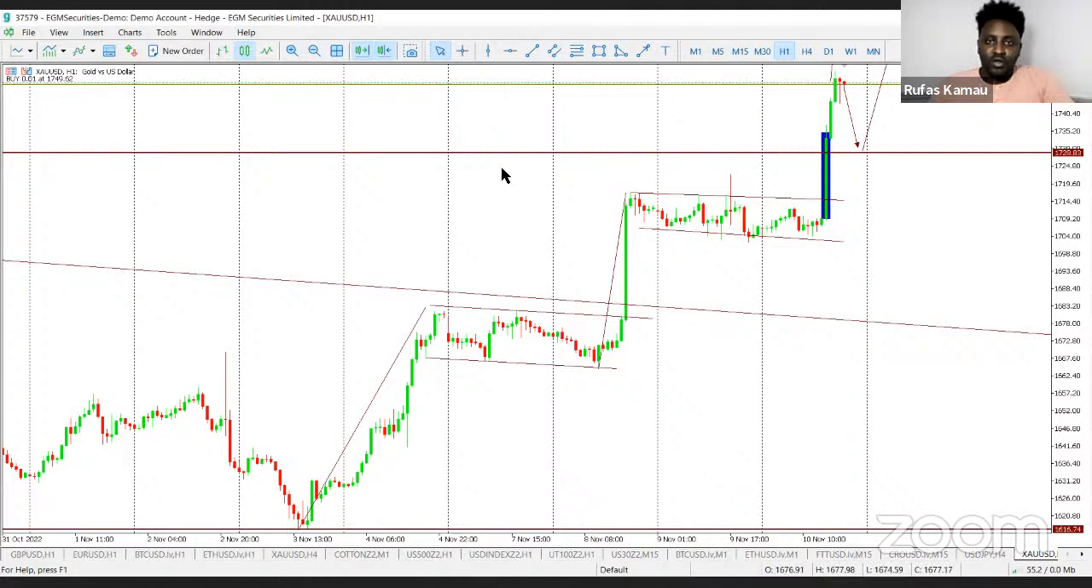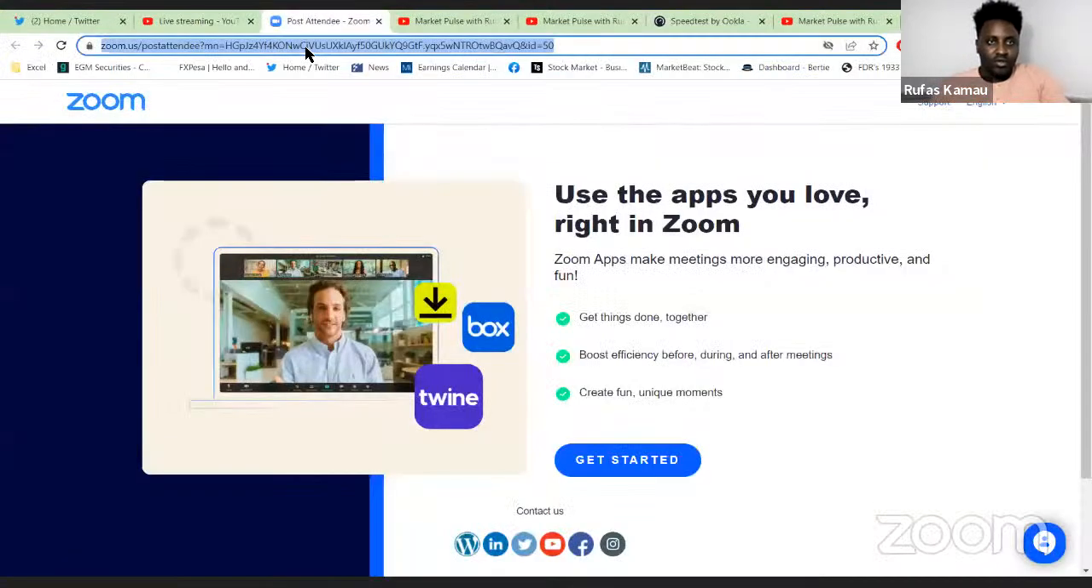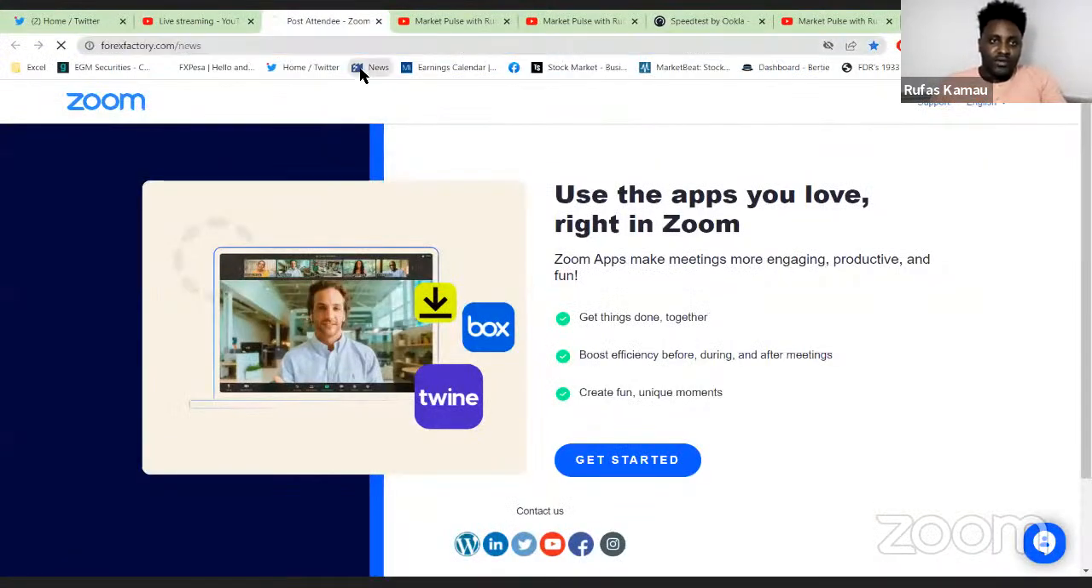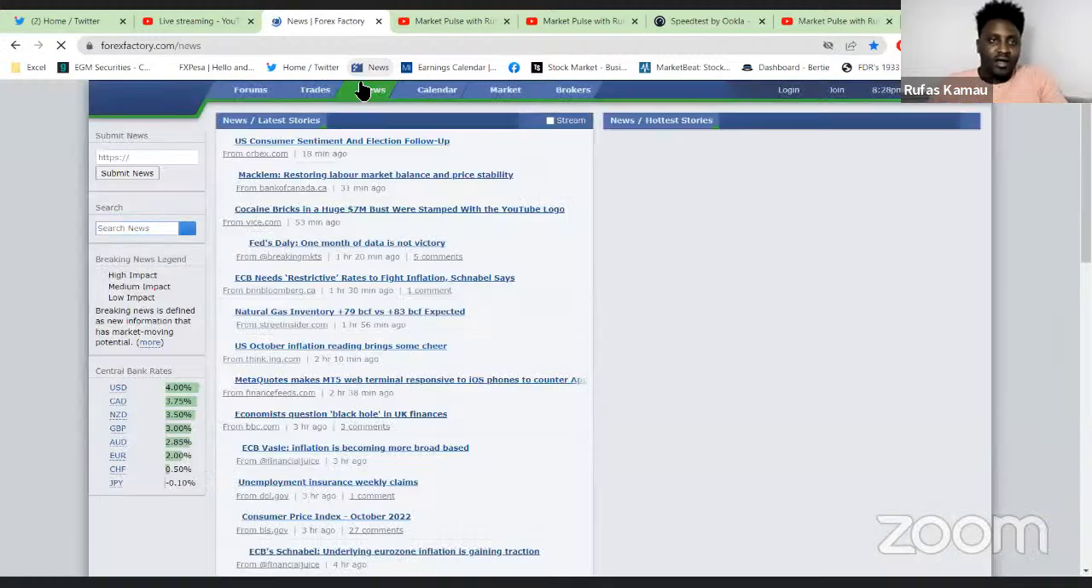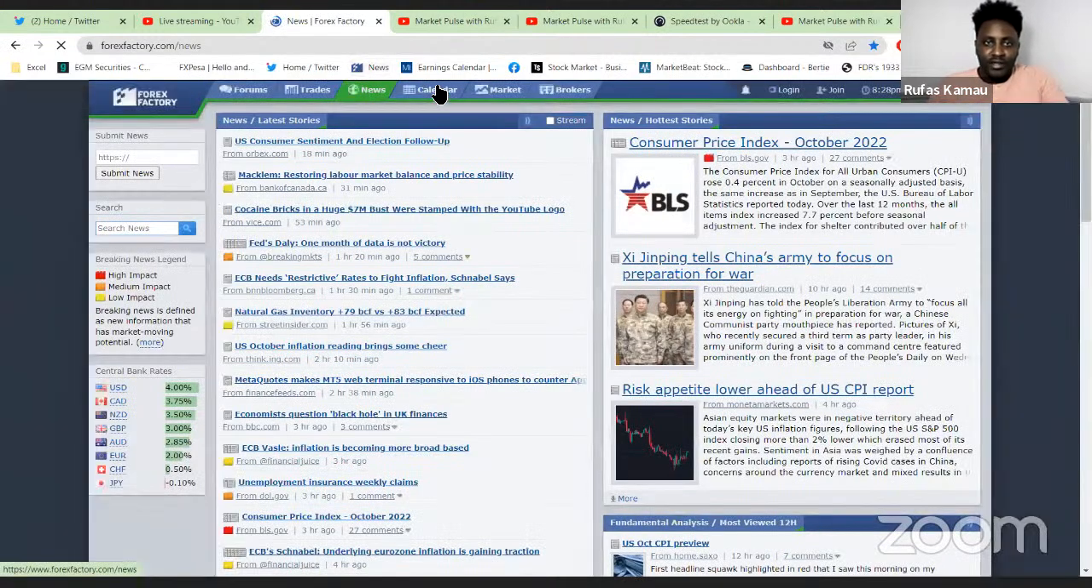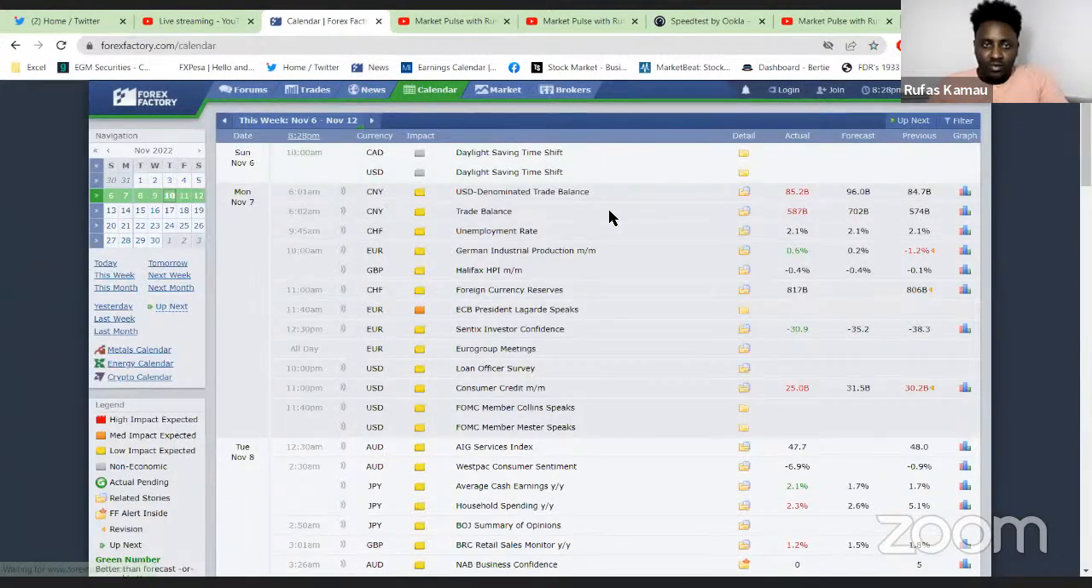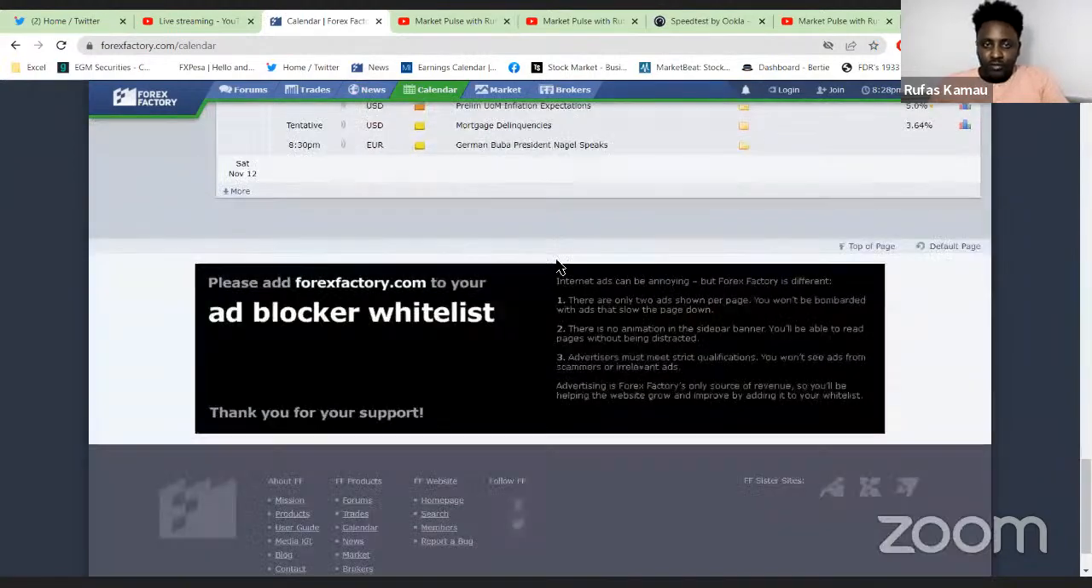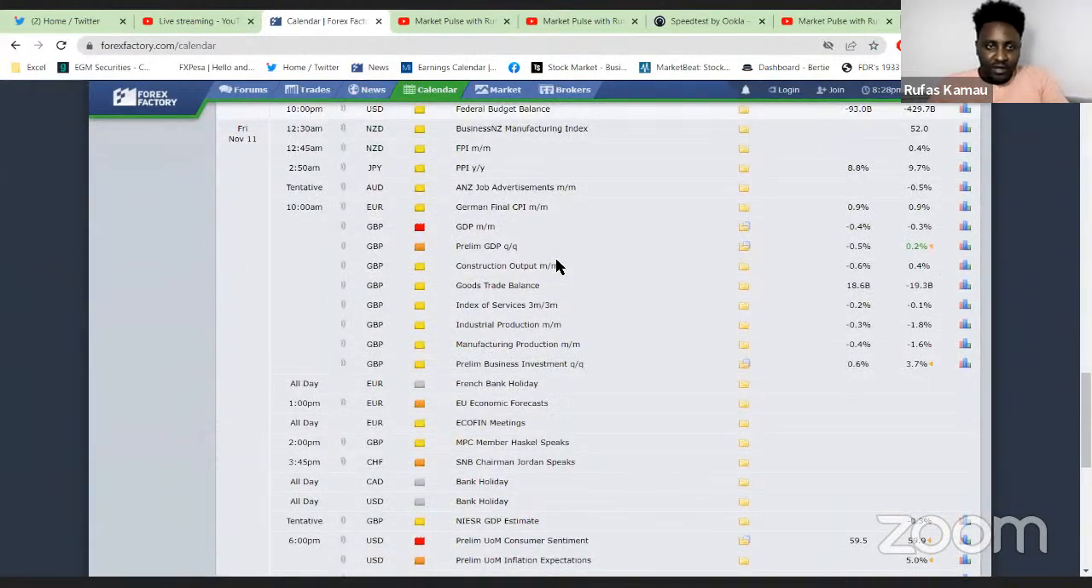So what news were we experiencing today? That's the next part of the presentation. So I think we should head straight to the FX Factory website. This is my favorite economic calendar. So here's the calendar. Just go through it quickly. I'm looking at the news earlier today.